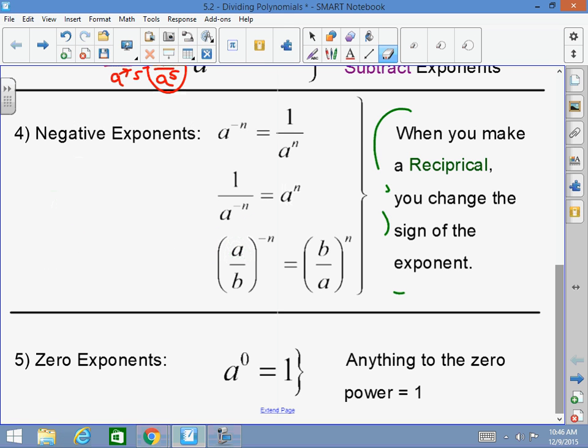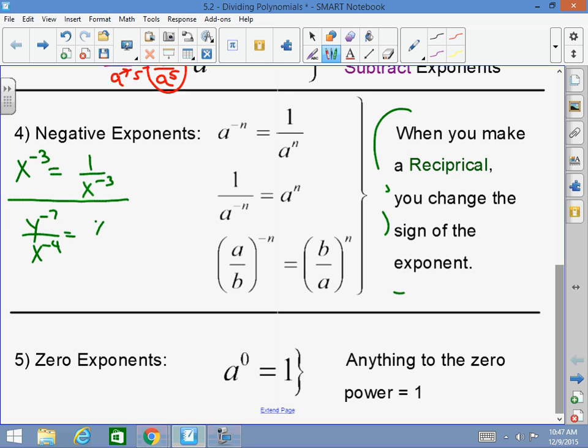Let me give you another example. If I have x to the negative 3, sure, that's 1 over x to the positive 3. If I have y to the negative 7th over x to the negative 4th, that equals x to the 4th over x to the 7th. Simple enough, right? Everyone with me there?